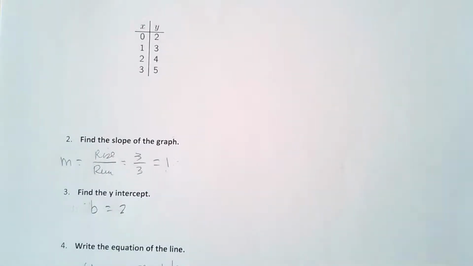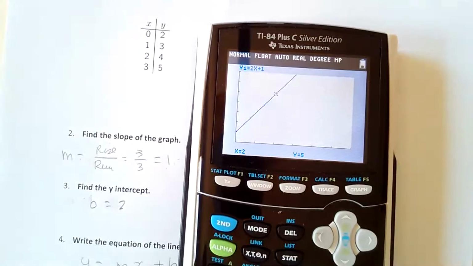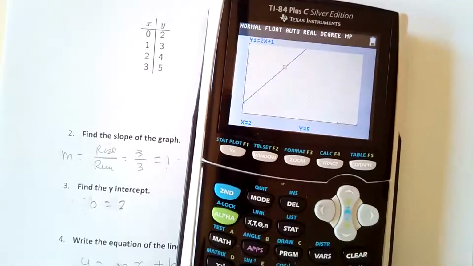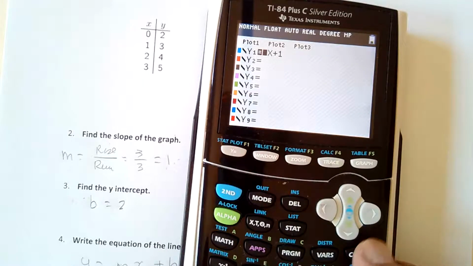Okay, and you can verify that in your calculator. Go to your graphing calculator or Desmos. I just have this handy here. I go to clear my y equal button, clear that, and I enter my equation.